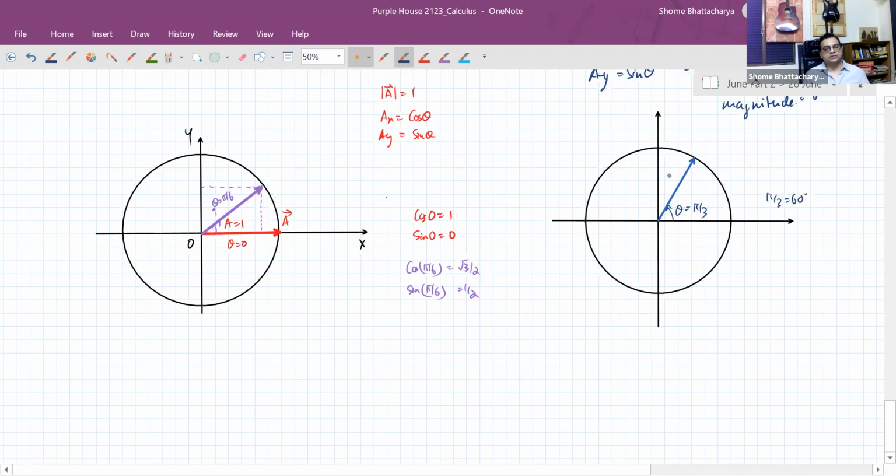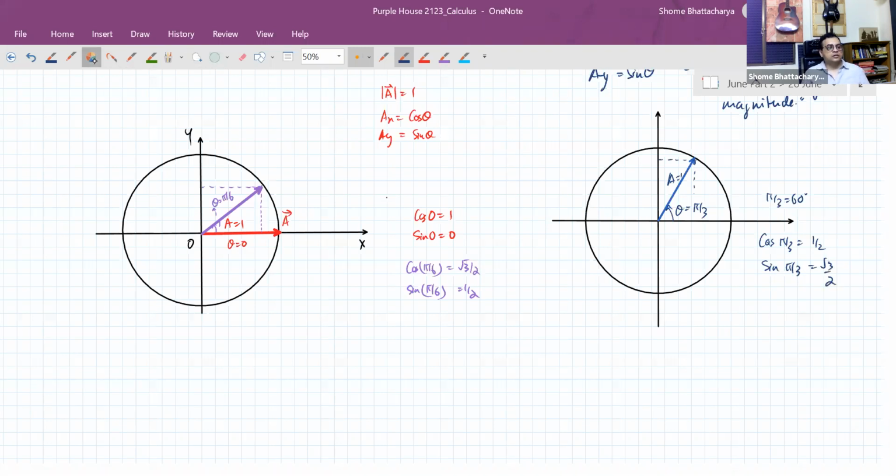which is the same thing as 60 degrees, you can see that the base has become shorter and the perpendicular is longer. Whereas at pi by 6, it was the other way around: the base was longer and the perpendicular was shorter. So now cos pi by 3 has become half, and sin pi by 3 has become root 3 by 2.